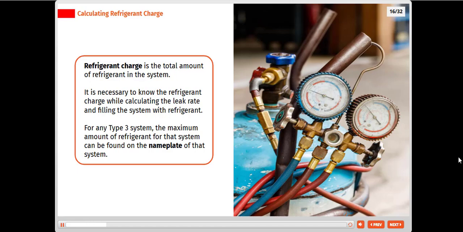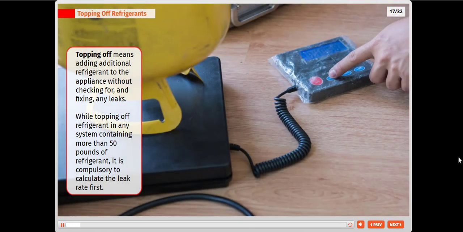Refrigerant charge is the total amount of refrigerant in the system. It is necessary to know the refrigerant charge while calculating the leak rate and filling the system with refrigerant. For any Type 3 system, the maximum amount of refrigerant for that system can be found on the nameplate of that system. Topping off means adding additional refrigerant to the appliance without checking for and fixing any leaks. While topping off refrigerant in any system containing more than 50 pounds of refrigerant, it is compulsory to calculate the leak rate first.